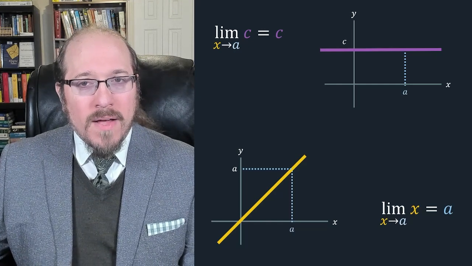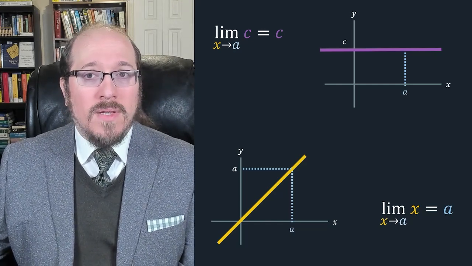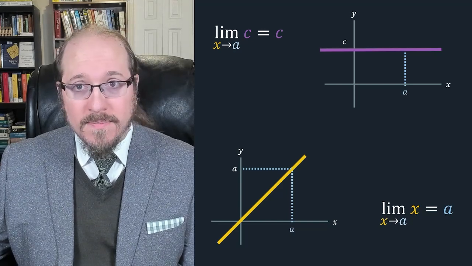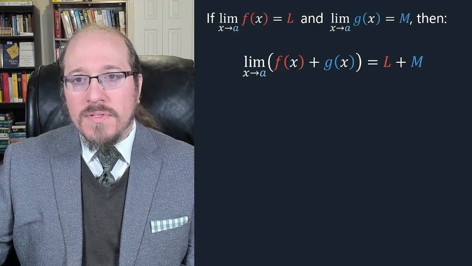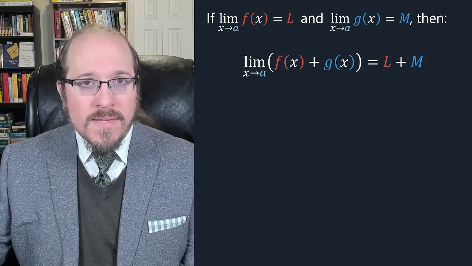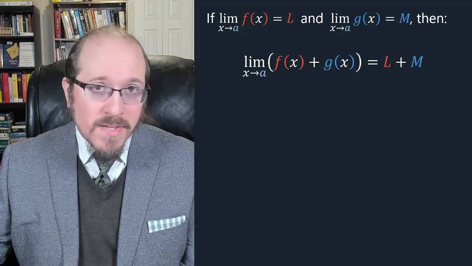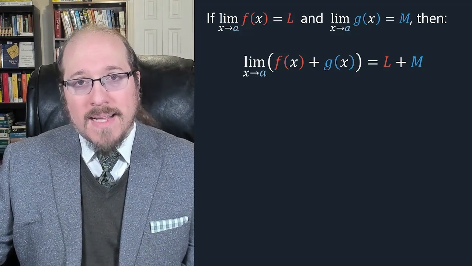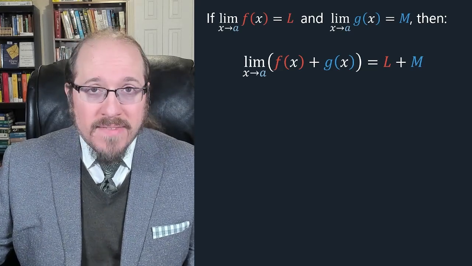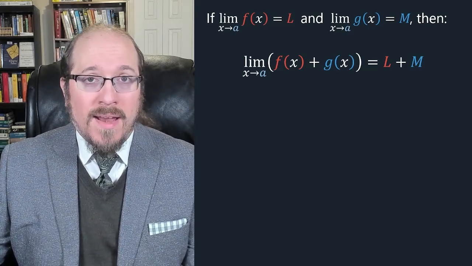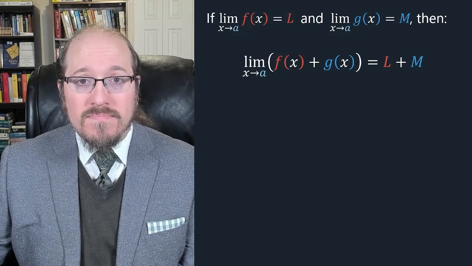Now, there are a few other basic limit laws that we'll start off taking for granted that tell us how limits of certain functions are related. First of all, when you calculate the limit of a sum of two functions, then your answer is just the sum of the individual limits. And that should make intuitive sense. As x approaches a, if f of x approaches L and g of x approaches M, then f of x plus g of x should approach L plus M.